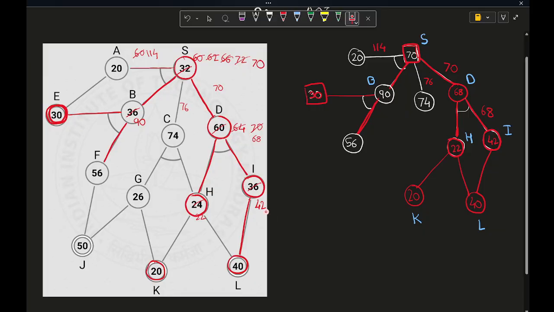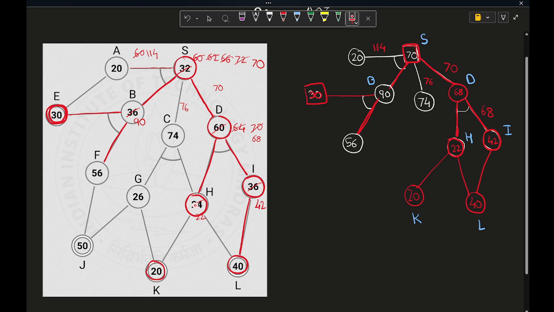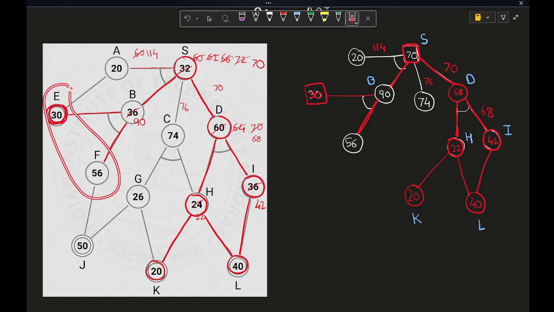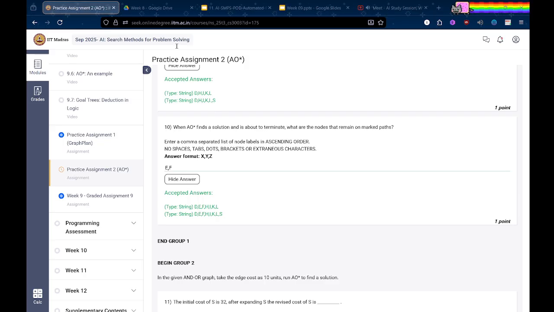Still don't understand. See, I told you this is the path in which we have the solved ones, so we also have to consider the solved ones as well. E and F we already considered, they were already on the marked path. So we have to consider these as well as these. Okay. So list in ascending order. So I'll just write D, E, F, H, I, K, L, S. Isn't that the answer? Yeah, that's the answer.